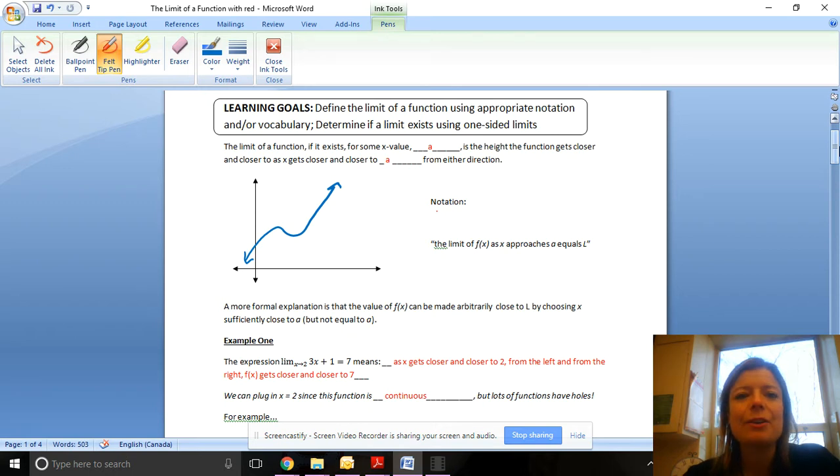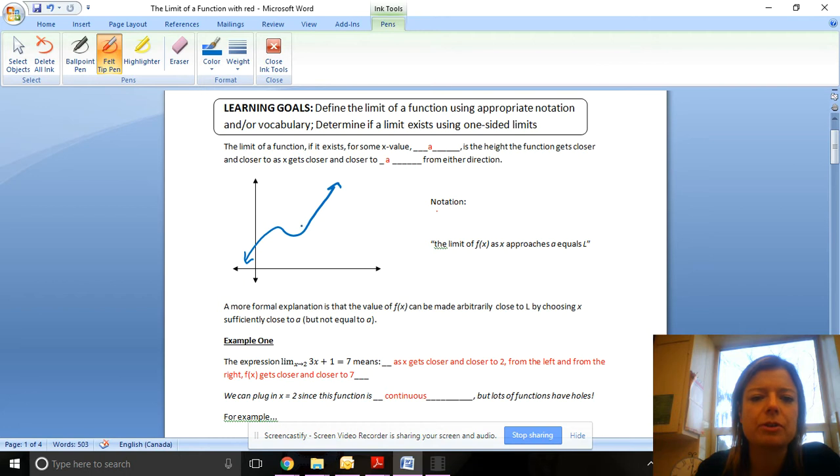So the limit of a function, if it exists, because as we all know, the limit does not always exist. So for some x value, which we'll just call a, let a be any specific x value, the limit is the height or the y value that the function gets closer and closer to as x gets closer and closer to that value of a from either direction. So this seems a bit arbitrary.